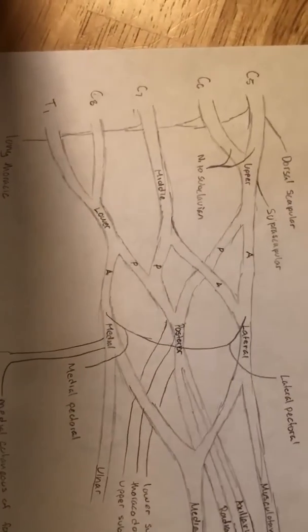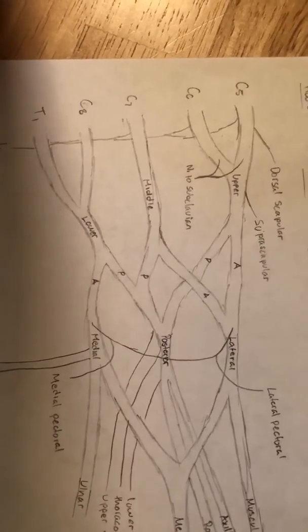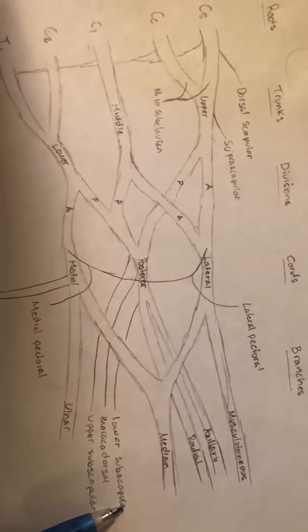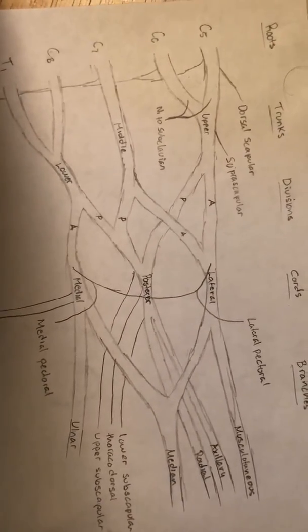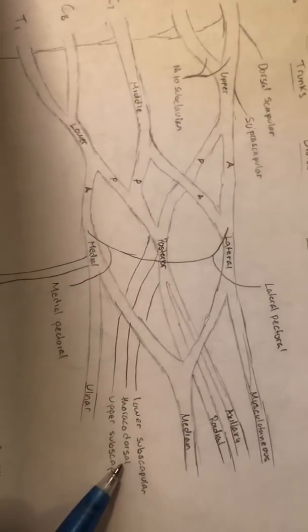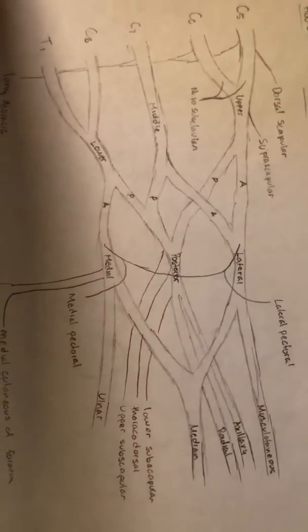So the upper subscapular nerve is going to innervate your subscapularis, with the lower subscapular nerve all the way up here at the top innervating your teres major and subscapularis. So again, two nerves here that innervate this subscapular muscle. And then right in the middle is the thoracodorsal nerve, which is going to go down and innervate your latissimus dorsi on your back.